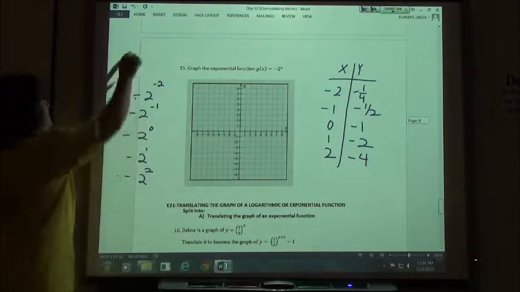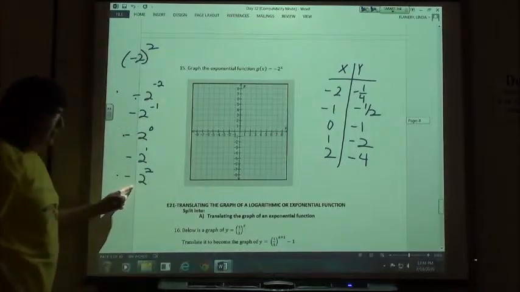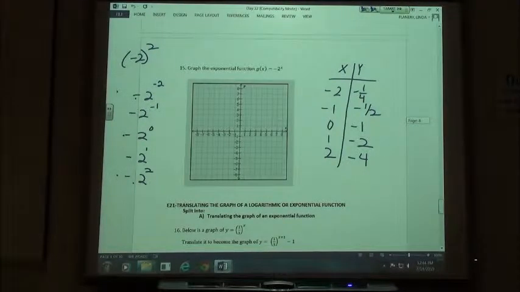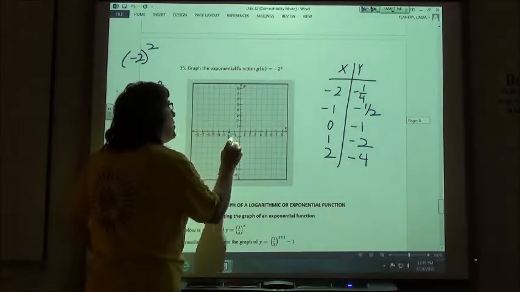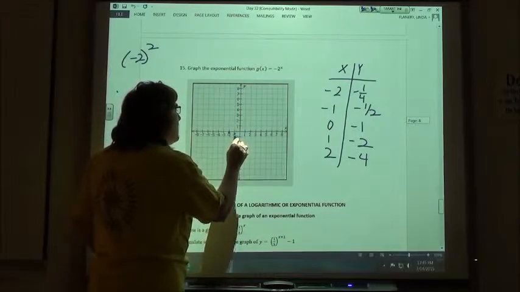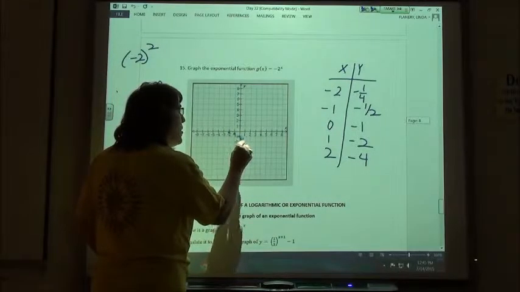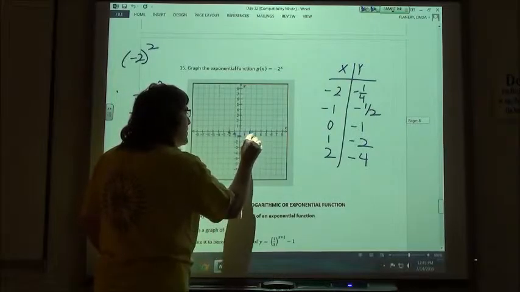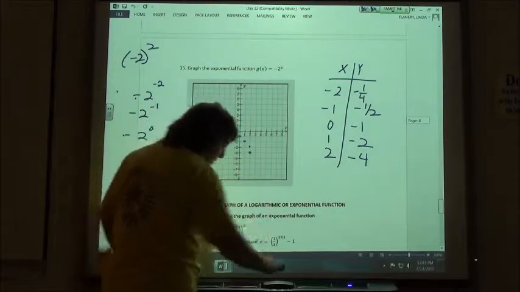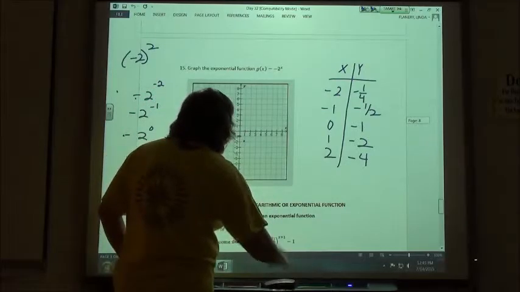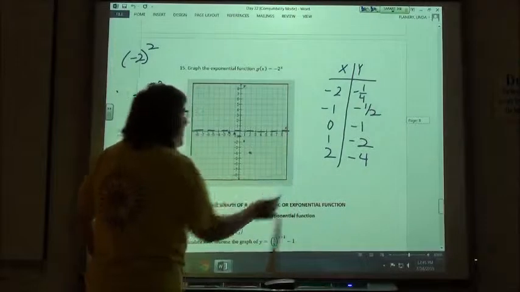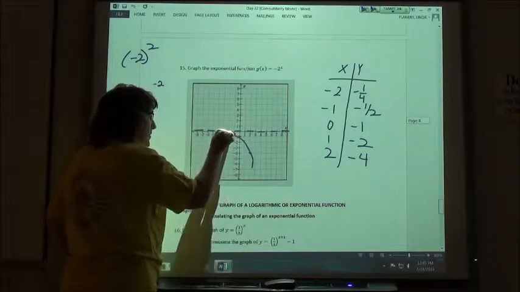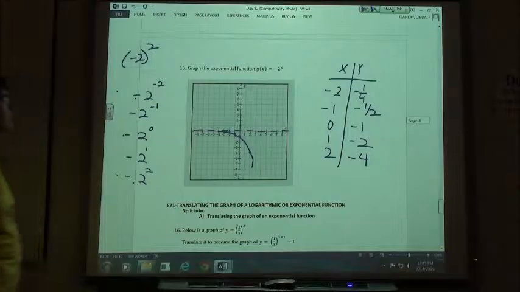So the difference between this and this, right? Got to do the exponent first before I do technically multiplying by -1. So -2 is at -1/4. -1 is at -1/2. 0 is at -1. 1 is at -2. And 2 is at -4. I better put that in the right spot. Again, I have my horizontal asymptote. And so I'm going to go like this. And my graph's going to look something sort of like that.